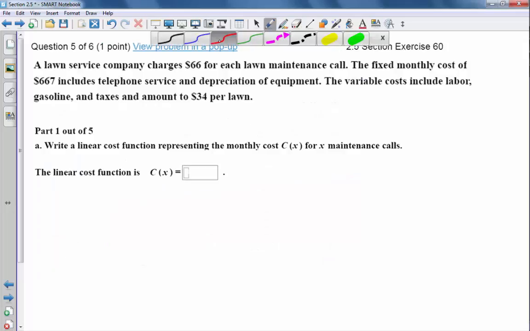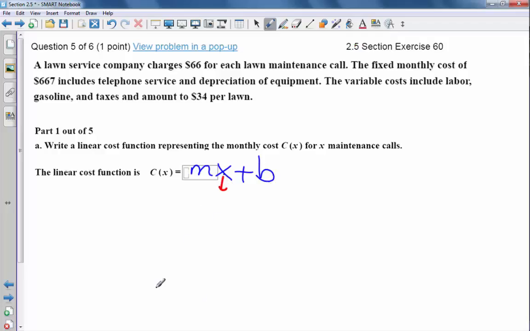Let's do that. So I have mx plus b. When I explain what each one stands for, right? This is how many service calls or how many maintenance calls you answer. So this is calls, maintenance calls you answered that month. But before taking your first call, there was a fixed cost.